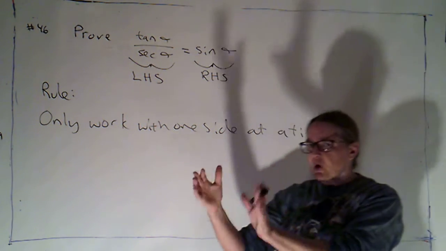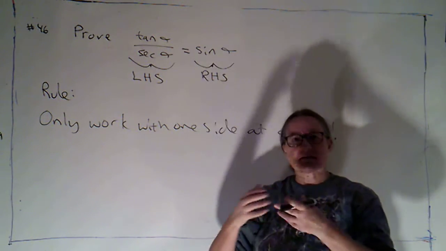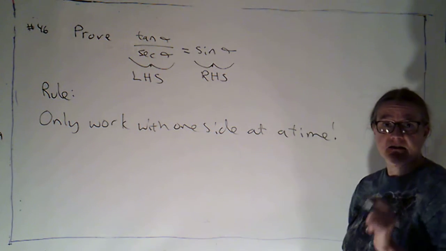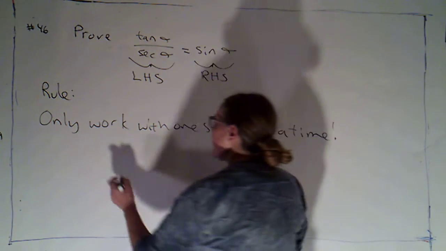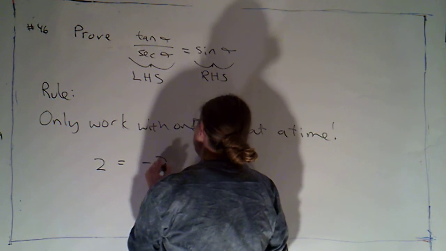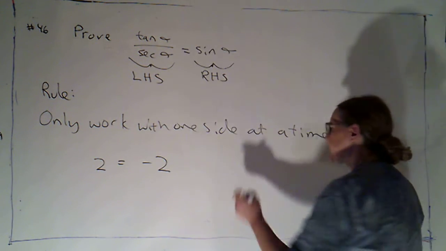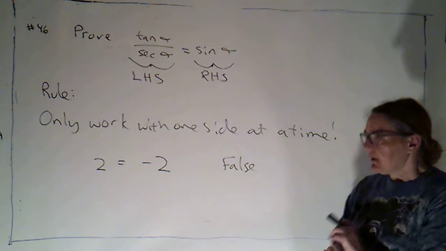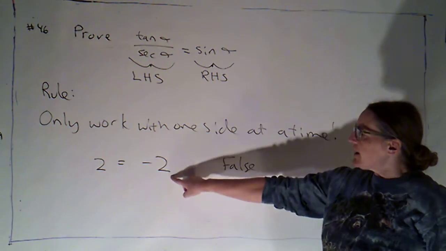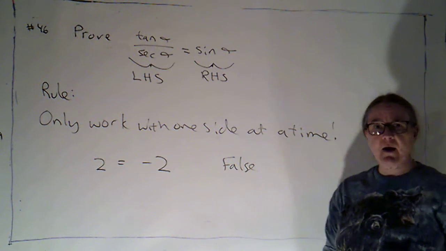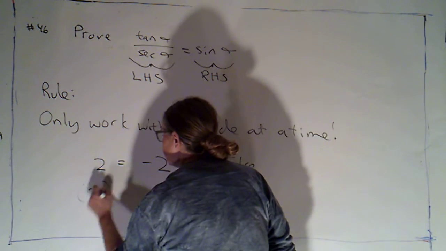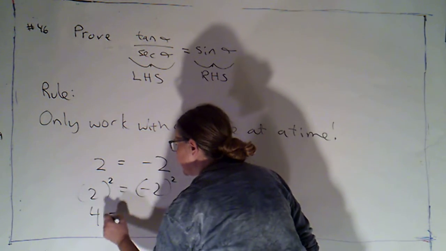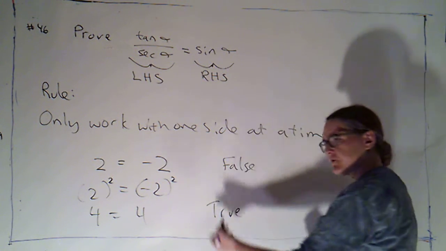What I need to do is work with just one side at a time to somehow modify the way the sides look until they look the same. Let me just show you why that's so important. If I were to start with 2 equals negative 2, that is false, right? We know that that is not true. So that's an equation that's not actually true. But if I treated it as an equation and said, if I have an equation, I'm allowed to do the same thing to both sides, and I were to square both sides, I would get 4 is equal to 4. Now that's something that's true.